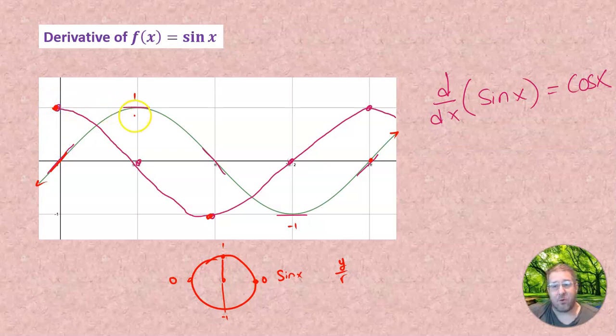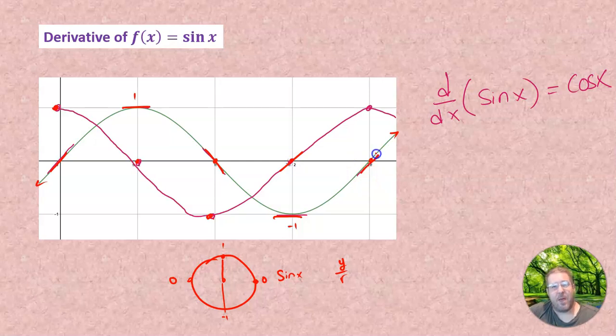So we're graphing the derivative graph. The slope here is about 0. The slope here is about negative 1. The slope here was 0. The slope here should have been positive 1. Positive 1, 0, negative 1, back to 0.